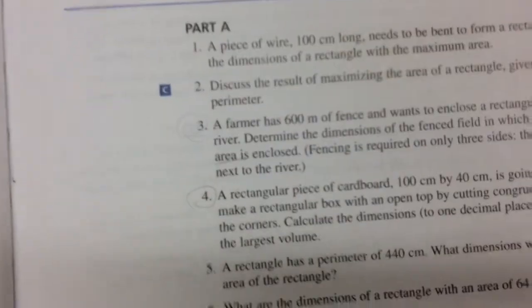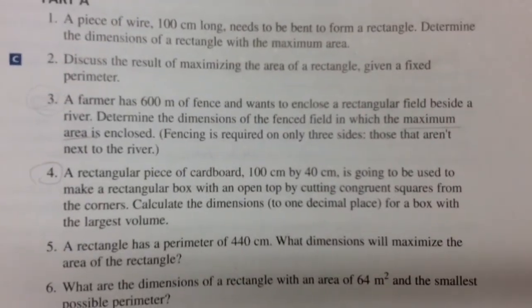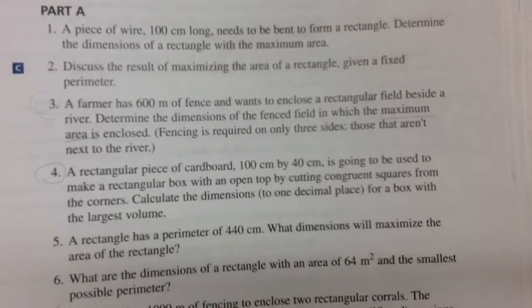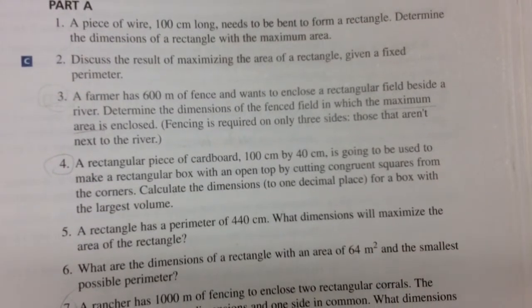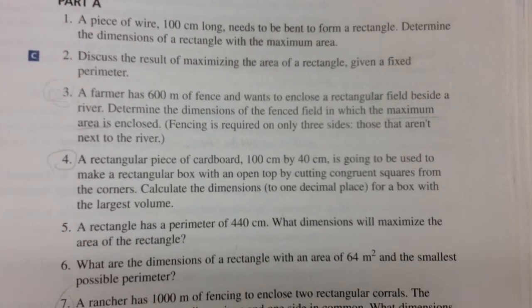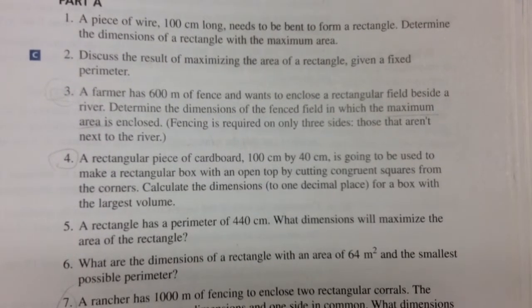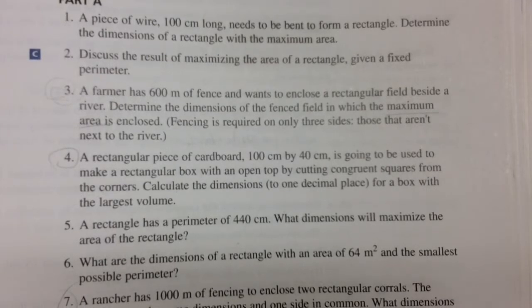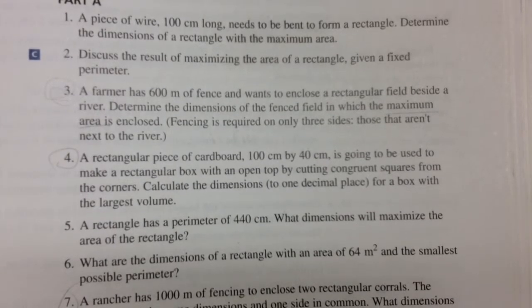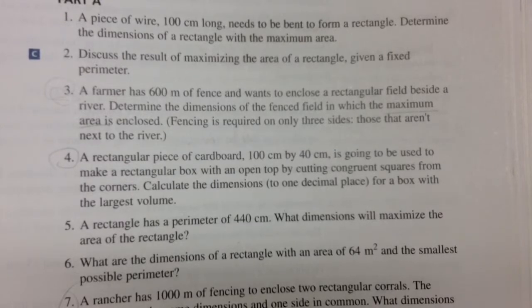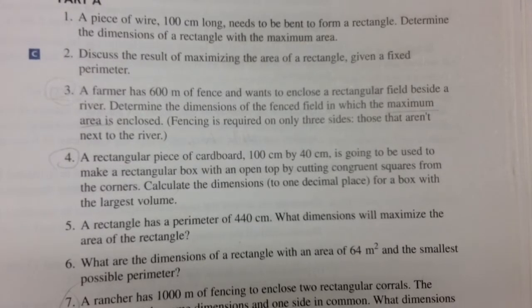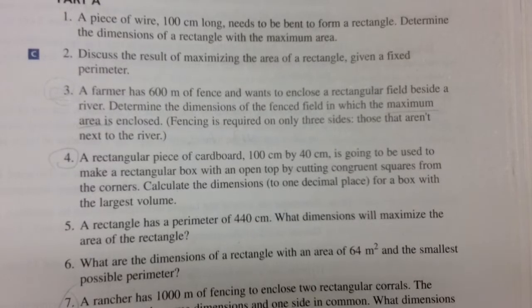Next one I want to look at, which is a typical problem, is the open top box question. Okay, so the open top box, we're going to look at number 4 for this one. So number 4, I'll go backwards a little bit here. A rectangular piece of cardboard 100 centimeters by 40 centimeters is going to be used to make a rectangular box with an open top by cutting congruent squares, meaning the same squares, from the corners. Calculate the dimensions to 1 decimal place for a box with the largest volume.